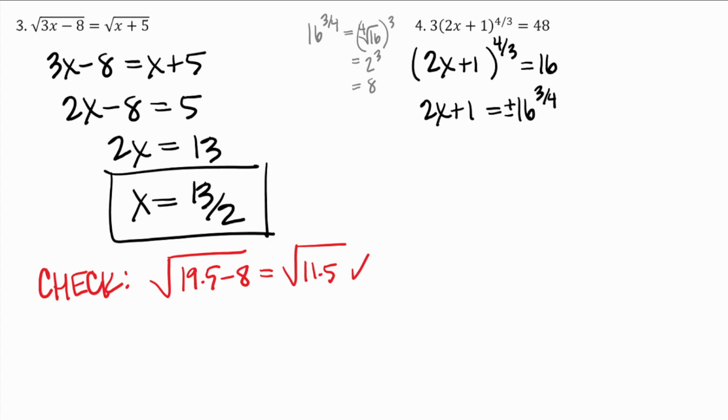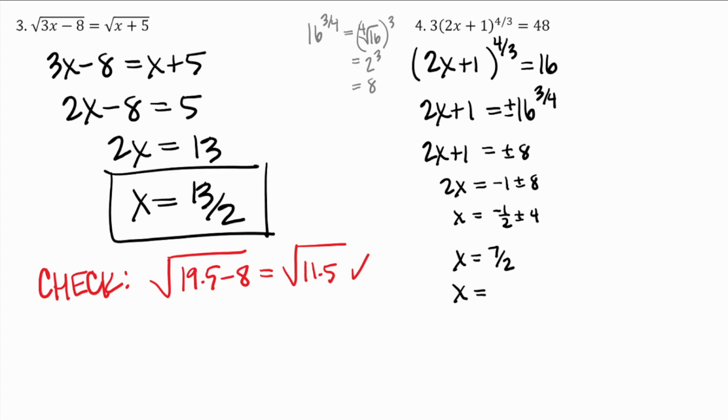So I've got 2x plus 1 is plus or minus 8. So I'm going to subtract 1, divide by 2. So I'm going to divide both of these things by 2. Okay, so I've got -1/2 plus 4 is 3.5. X equals -1/2 minus 4 would be -4.5. And those will be my solutions.